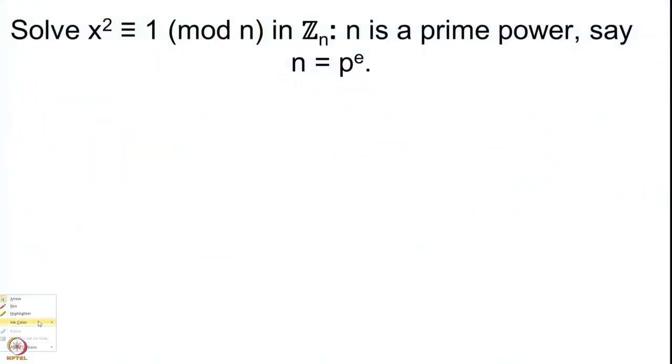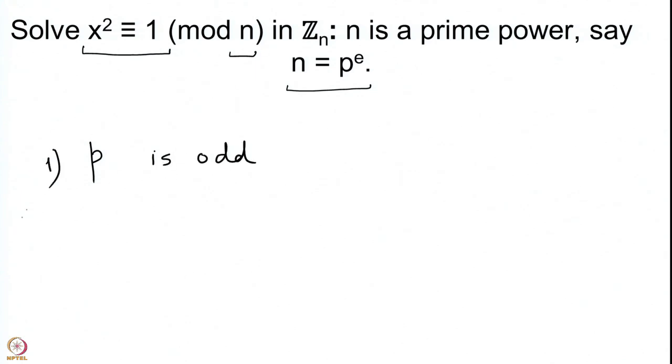So, we are going to solve the equation x square congruent to 1 modulo n, where n is a prime power. This is what we are going to do. But then there are two cases. Case 1 is where our prime is odd, and case 2 is when p is the oddest of all the primes, which is that p is equal to 2. These are the two cases that we are going to study. So, case number 1, once again, is where we are solving x square congruent to 1 modulo power of an odd prime. And case number 2 would be where we will solve for x square congruent to 1 modulo 2 power e. Those are the two cases, and then we will combine these two cases and come back to our general equation x square congruent to 1 modulo n, and we will see how many solutions there can be.